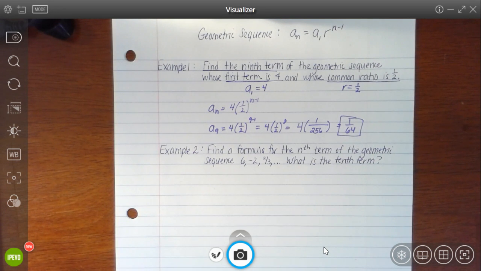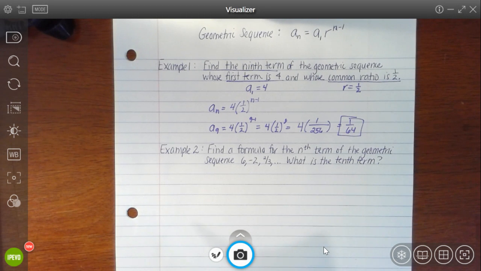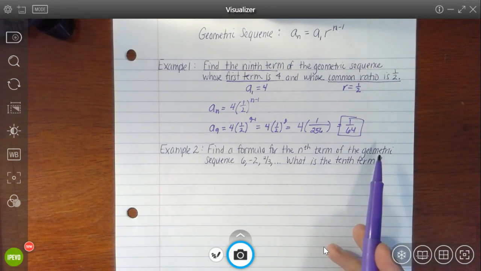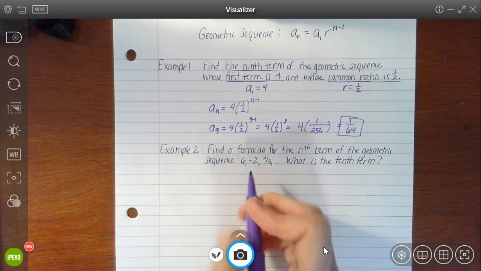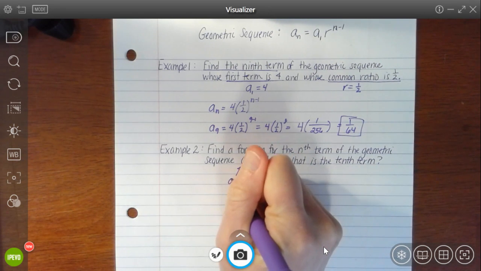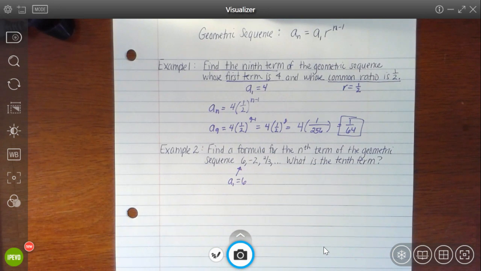Now, we were pretty lucky in that problem. They gave me my first term and my common ratio. But sometimes what they might do is give you a sequence of numbers, and then we can use that sequence to determine what our first term is and what the common ratio is. So they've given me the fact that this is indeed a geometric sequence. And the first number we see is 6. So right here we know that a sub 1 is 6.